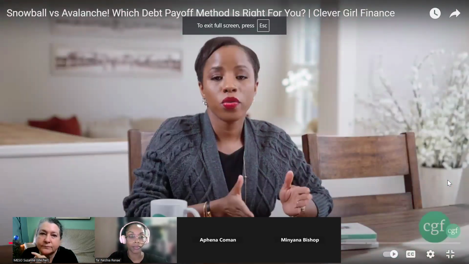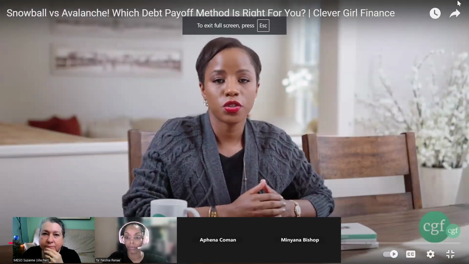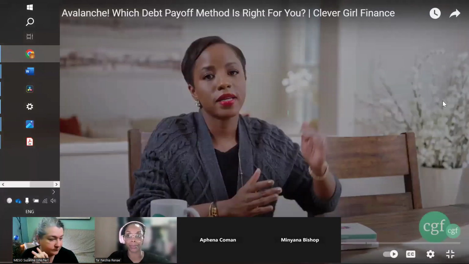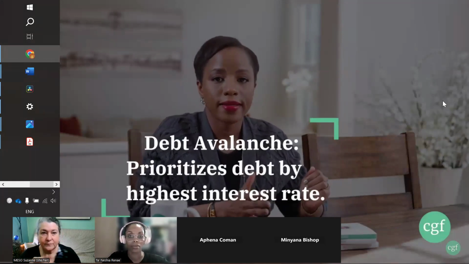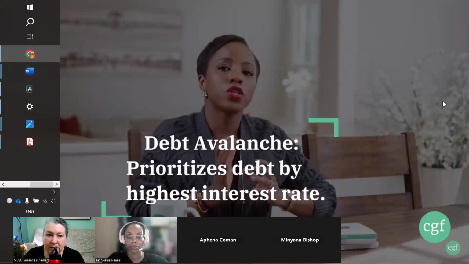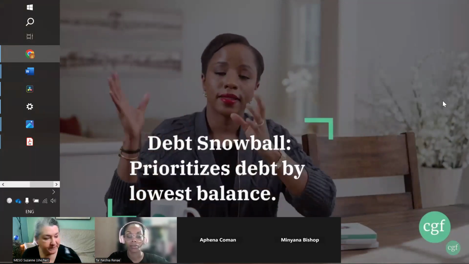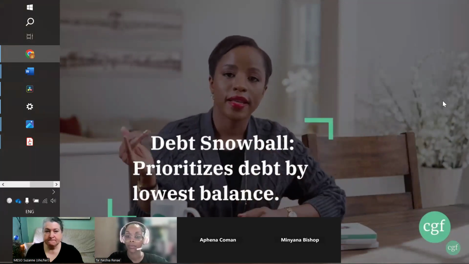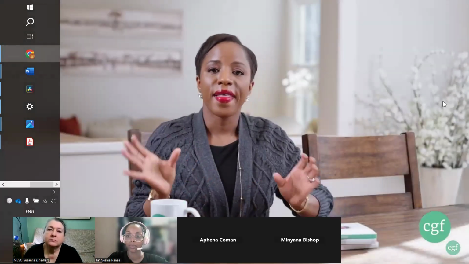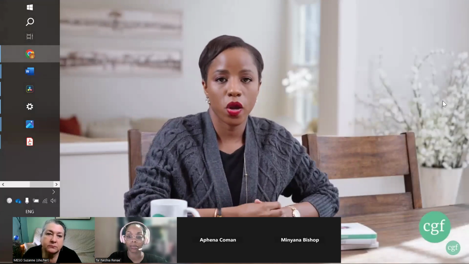With both of these approaches, you essentially need to create a priority list of your debt. So with the debt avalanche method, you're going to list out all of your debts and organize them by highest interest rate to lowest interest rate. And with the snowball method, you're going to again list out all of your debts and organize them by balance, from smallest balance to highest balance. And that's the priority as to which you're going to pay off your debt.